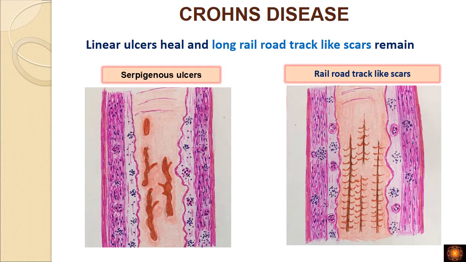And what happens later is, these serpiginous ulcers, they heal. And when they heal, they form the linear scars. So the linear scars give the appearance of railroad track like scars. So this is another important characteristic finding what we see in Crohn's disease. Serpiginous ulcers along with long railroad track like scars are the characteristic feature of Crohn's disease.